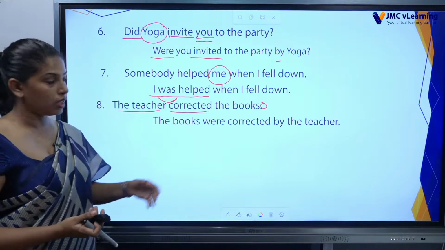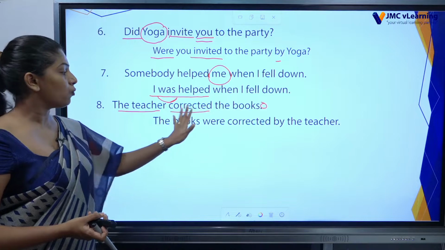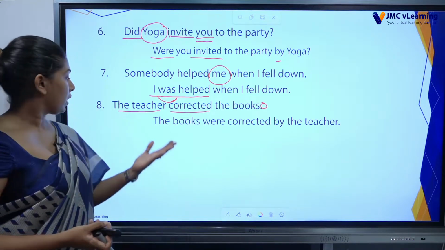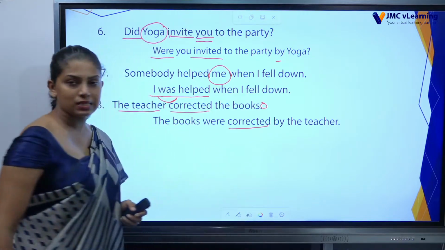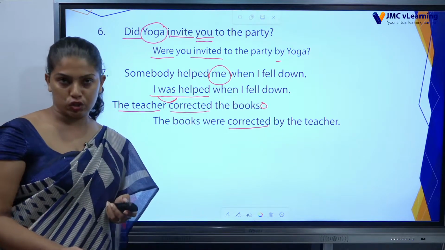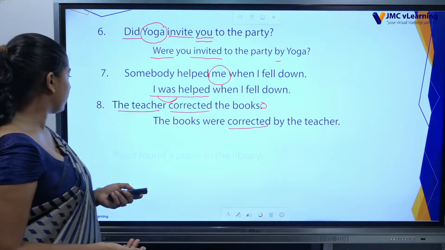The books, and the books is plural. The books were. So, if it is plural, we have to take were. The books were corrected. Verb in past participle. The books were corrected by the teacher. The teacher is the person who has done that. Okay. Next one.